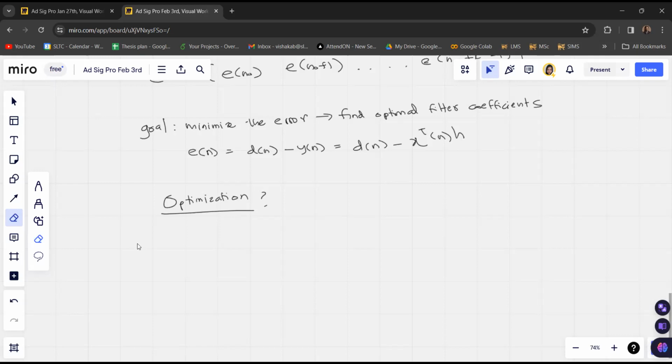I will talk about the optimization problem next. We need to use an optimization problem to minimize the error. When we are implementing this, the first step is to define a certain objective function that we are trying to minimize or maximize. We need to define a certain objective function, and also some constraints under which this optimization will be considered.